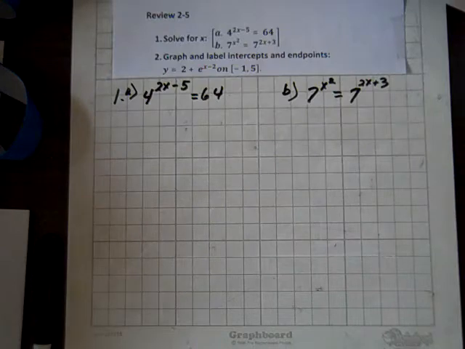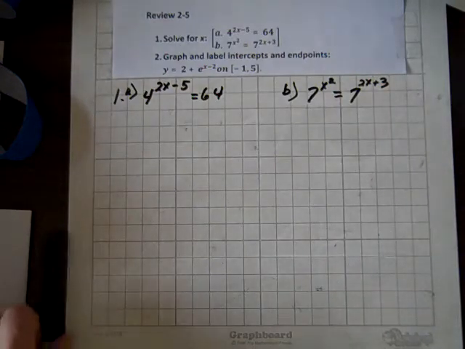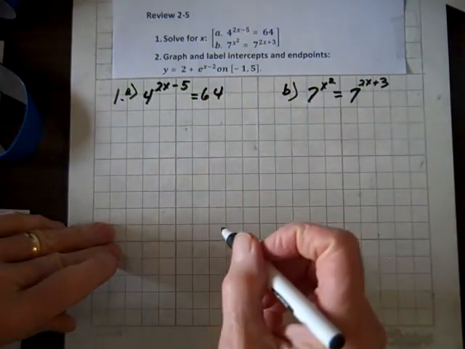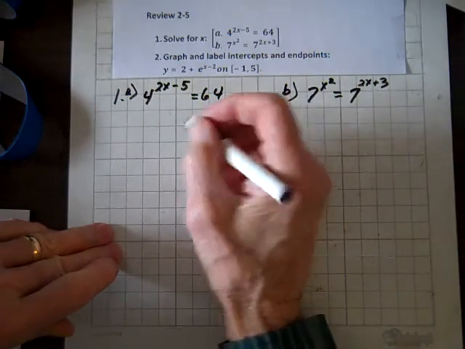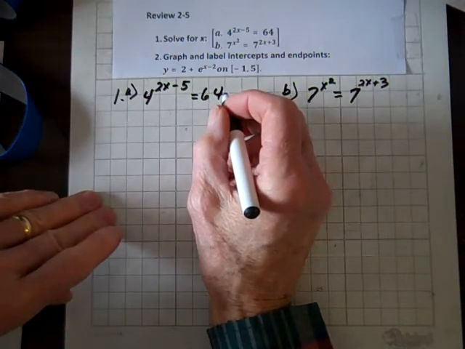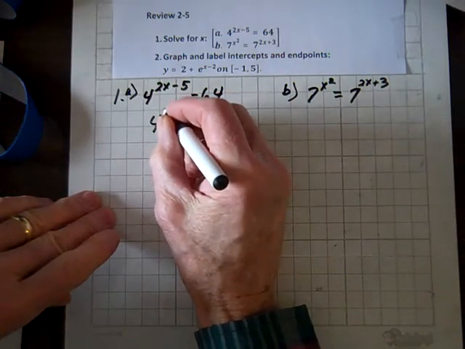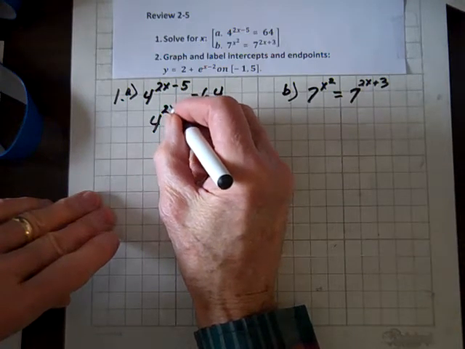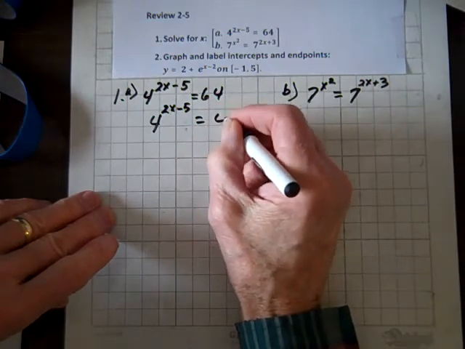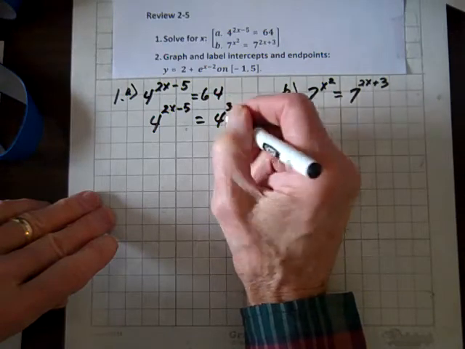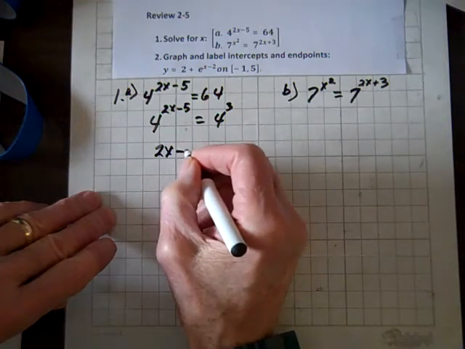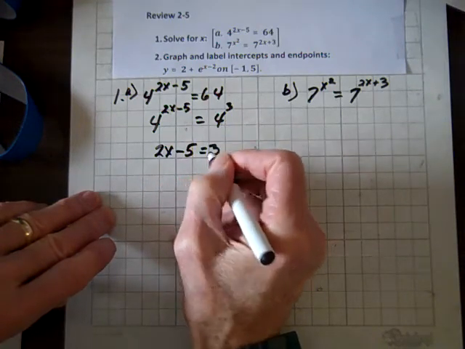Well, now we're doing the review for section 2-5, and question 1 asks us to solve for x in each of these equations. So we know this: if the bases are alike, we can equate exponents. So this is 4 to the 2x minus 5 equals, and I can write 64 in terms of 4, and that's 4 to the third power. So now the bases are identical. We can equate exponents. So 2x minus 5 equals 3.